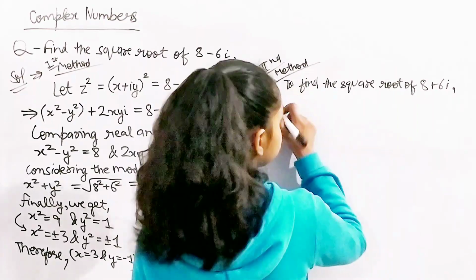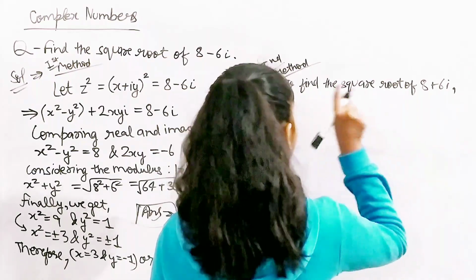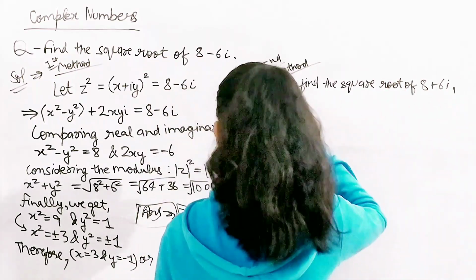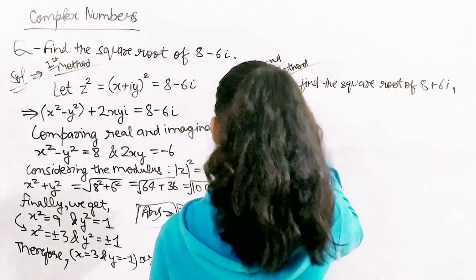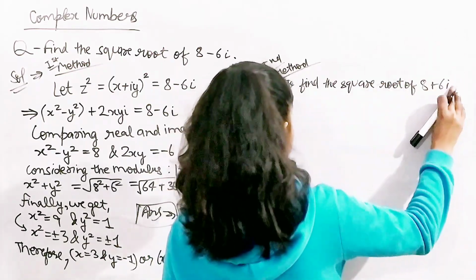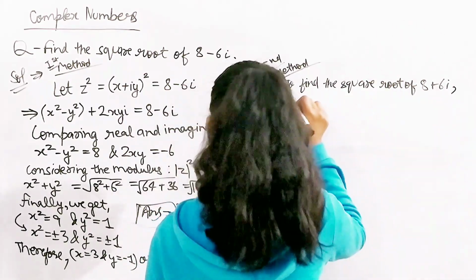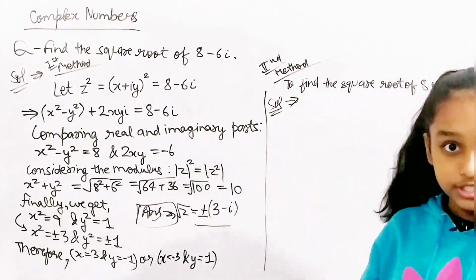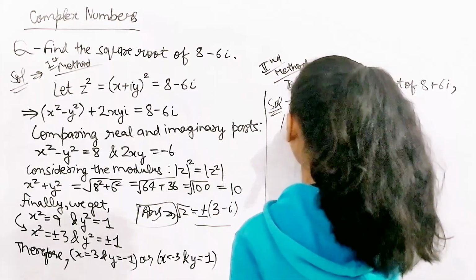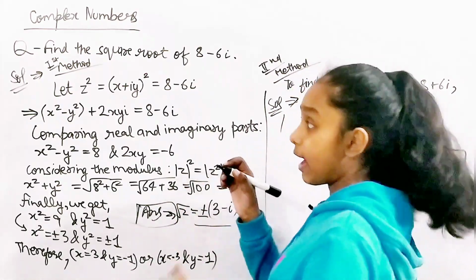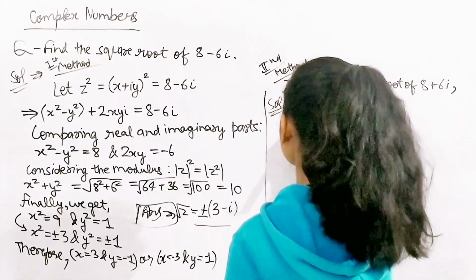So, to find the square root of 8 plus 6 iota, I'm just going to write solution. Just forget about the question. So, solution. Now let's talk about the solution. As I'm talking about the modulus, magnitude, right? So the mod of 8 plus 6 iota, what is it going to be?